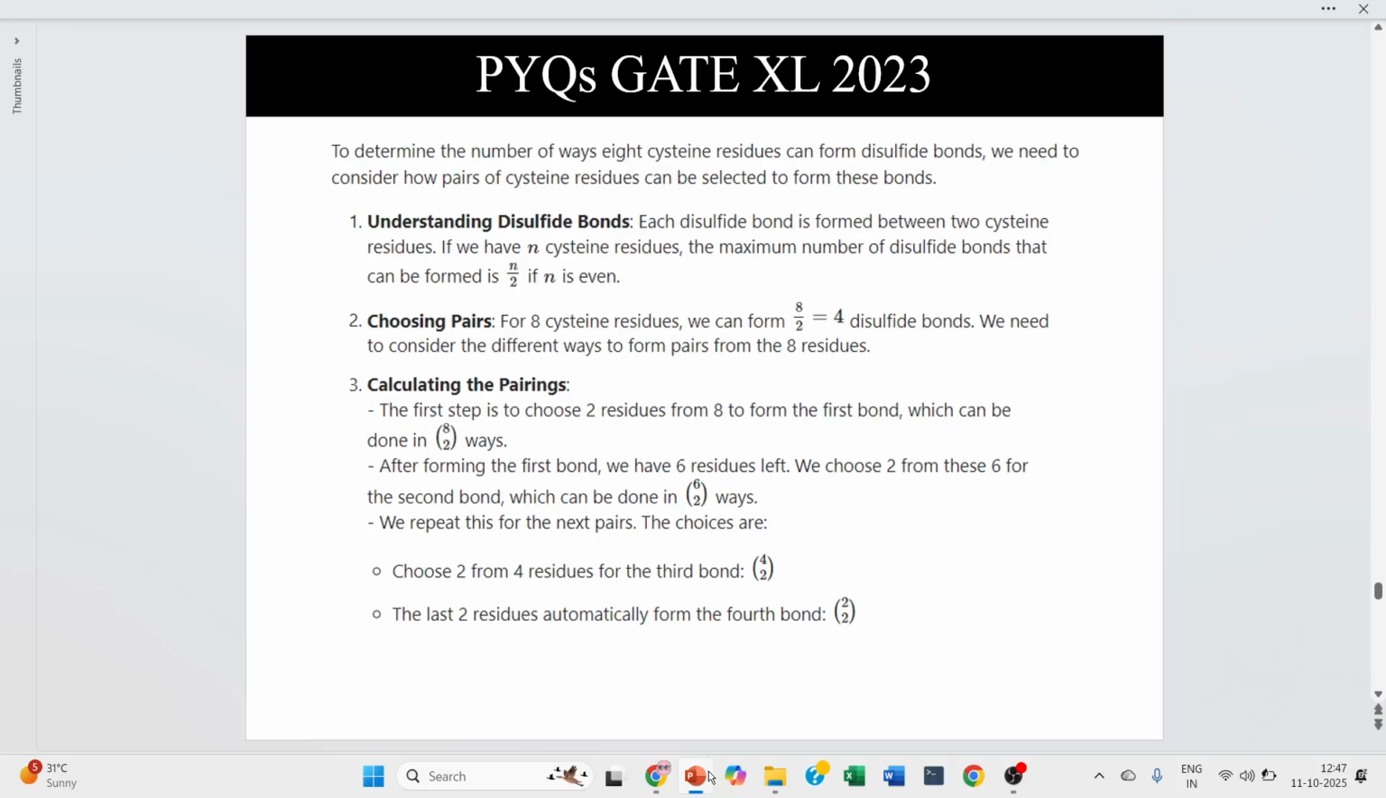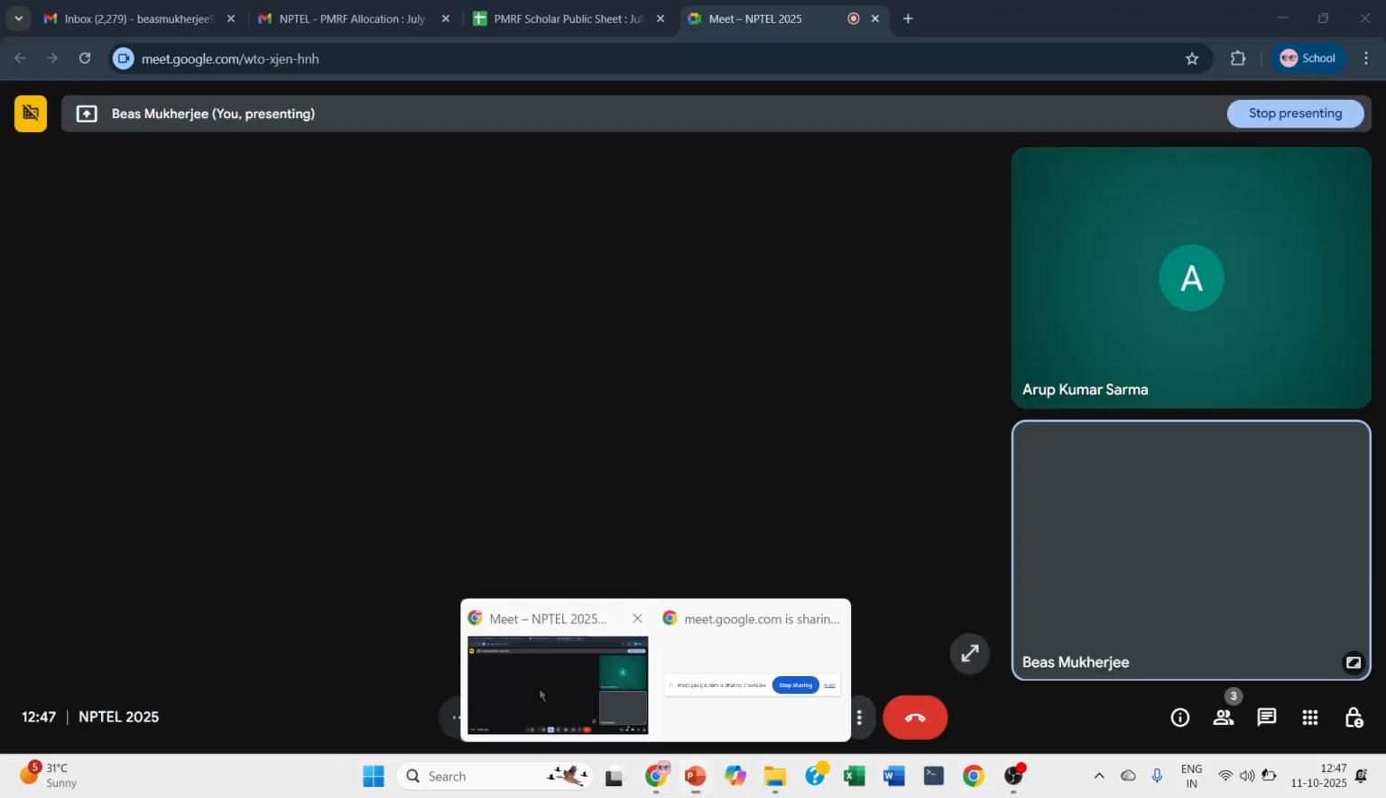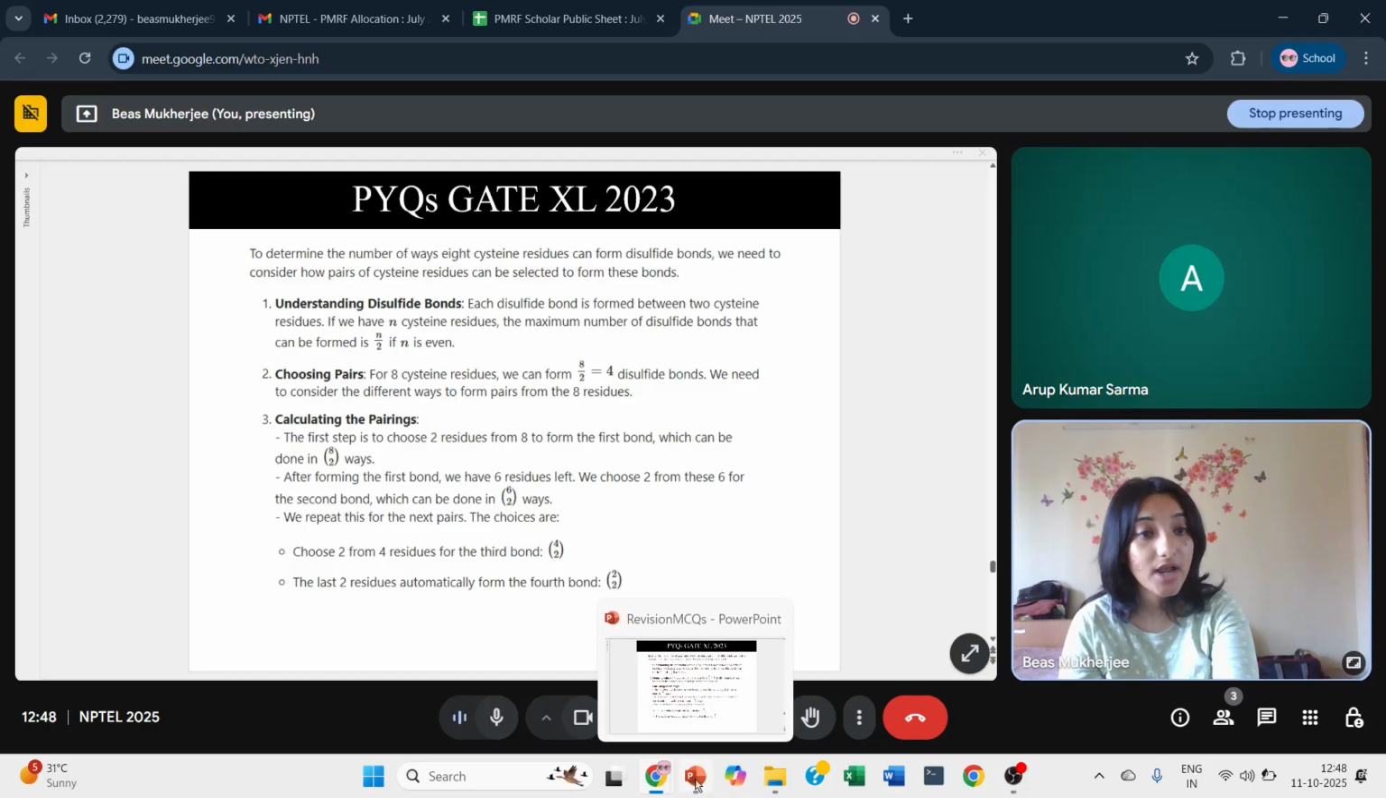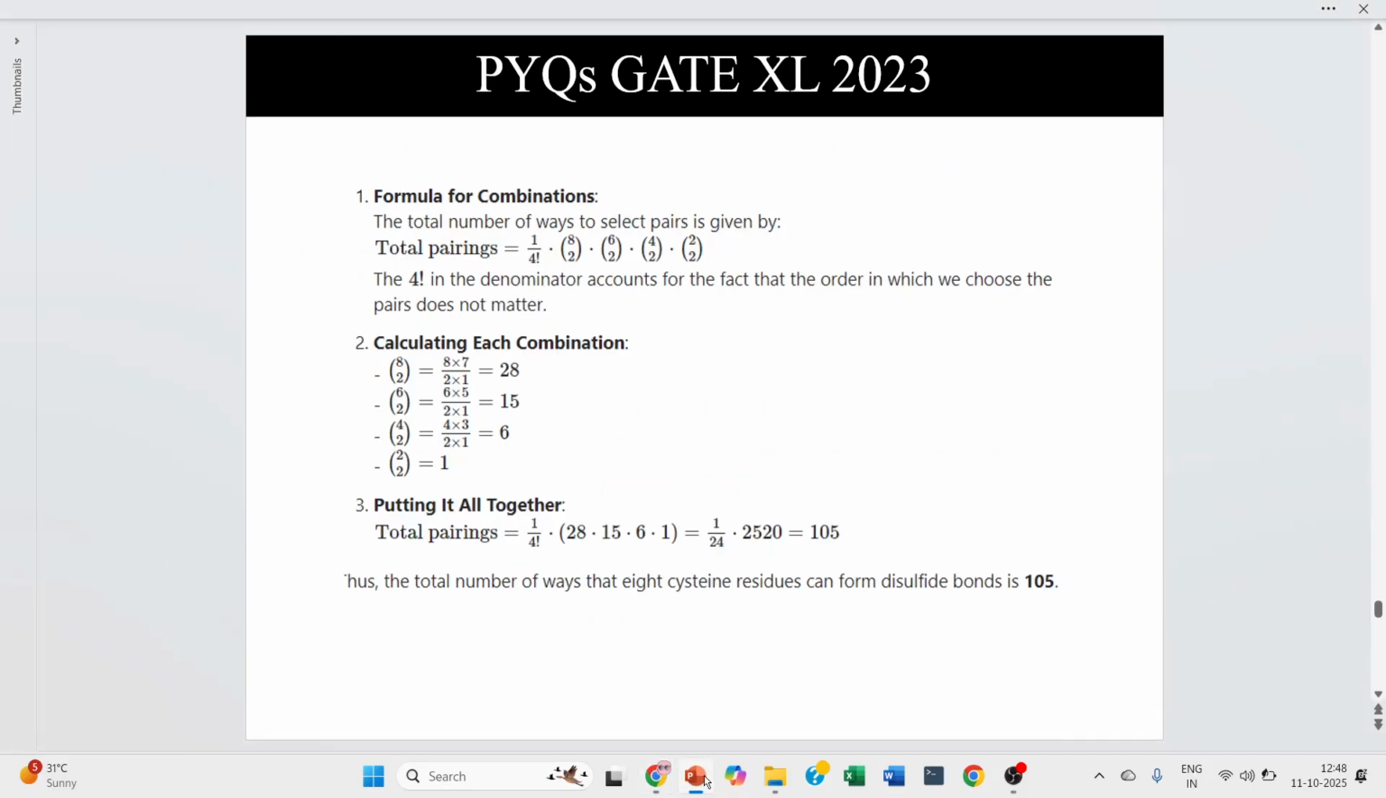Now, what happens if there are 8 cysteine residues that can form disulfide bonds? Then 4 different bonds can be there at the same time, and how many different ways? A lot more. So understanding the disulfide bonds, choosing the pairs and calculating the pairing, you can read all of these, and from here you can get to know how many disulfide bonds are getting formed and how they are getting formed. What are the different possible combinations?